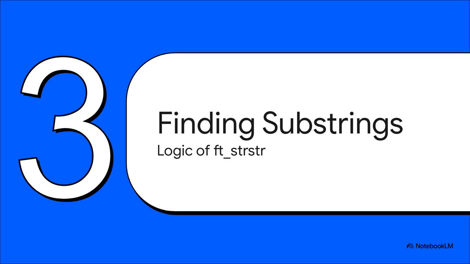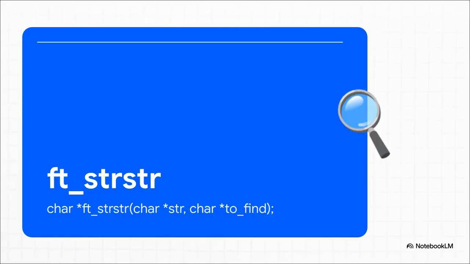Section 3. The logic of ft_strstr. For exercise 04, we're transitioning from modifying strings to actually searching within them. Your objective here is to locate the very first occurrence of the substring toFind inside the main str string. You're basically building a mini search engine for character arrays.